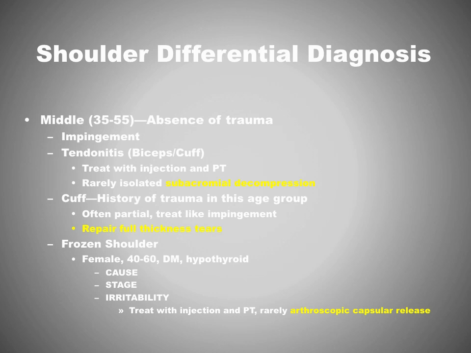In this young age group, if they have a full thickness tear, these go right to surgery. We repair those full thickness tears. Interesting group is frozen shoulder. The medical terminology for that is adhesive capsulitis. These are usually females, 40 to 60. Risk factors are diabetes and hypothyroid.